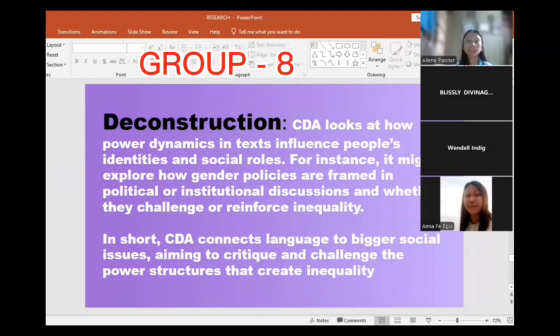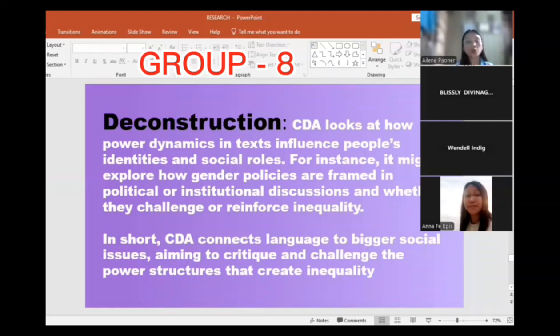Critical discourse analysis, or CDA, helps us to understand the relationship between language and power by examining how language can either support or challenge power imbalances in society. It looks at how language is used to maintain control, especially in areas like gender, race, and social class.